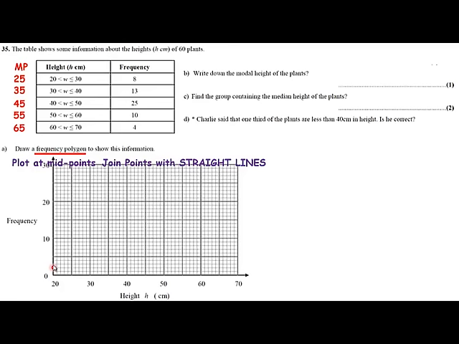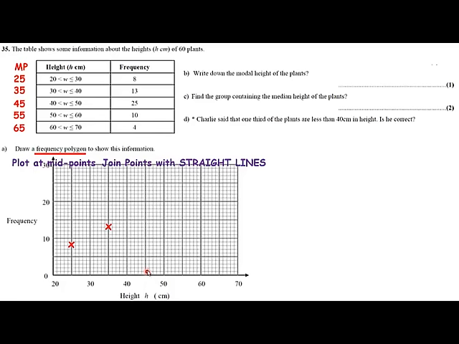And look at the scale. There are 10 tiny squares from 0 to 10, so every tiny square stands for 1 unit. So I need to go up to 8, and I pop my point there. Go to 35 now, and I need to go up to the frequency of 13. So that's 10, 11, 12, 13. Put my cross there. Then go across to 45.